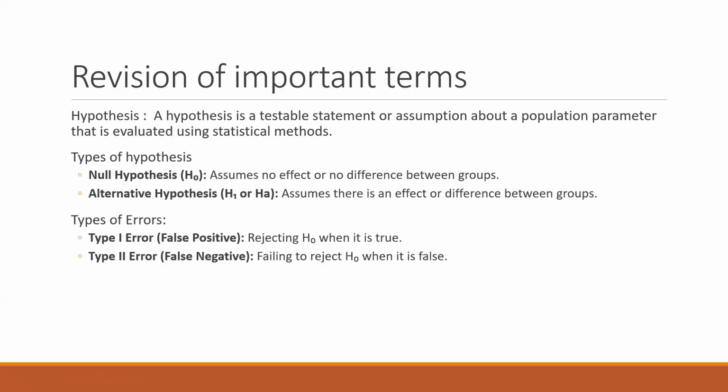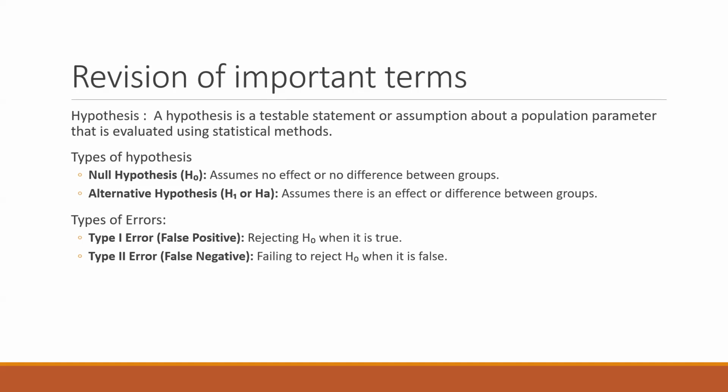So what is a hypothesis? Hypothesis is a testable statement or assumption about a population parameter that is evaluated using statistical methods. There are two types of hypothesis: null hypothesis and alternative hypothesis. Null hypothesis assumes no effect or no difference between groups. Alternative hypothesis assumes that there is an effect or difference between two groups.